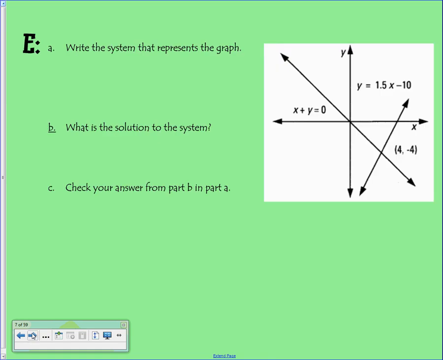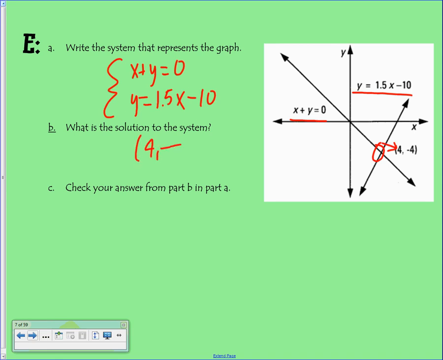Okay, so now if they give us the graph, we want to write the system that represents that graph. Okay, so a system has those little curly brackets, and they give us our two equations. So we've got x plus y equals 0, and then we've got our other line, y equals 1.5x minus 10. So it gives us the equations. The system then is the combination of those two connected by the curly brackets. The solution is where they intersect, which they're telling me is at 4, negative 4.